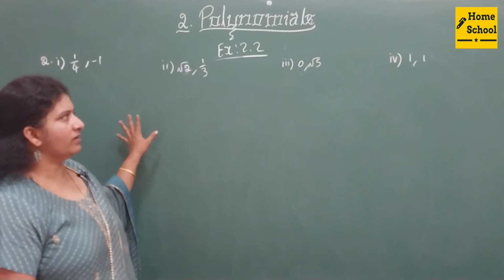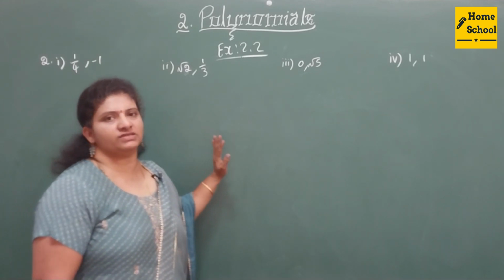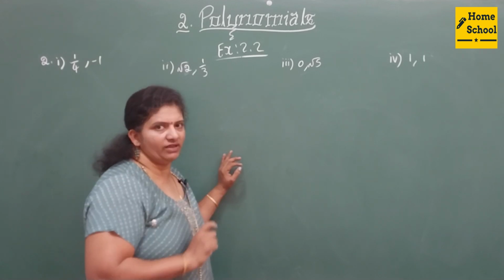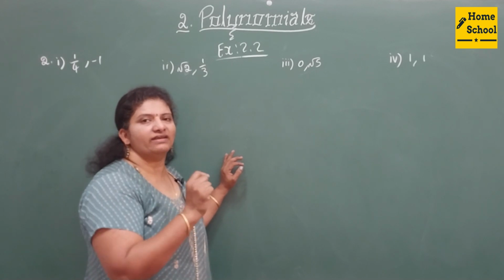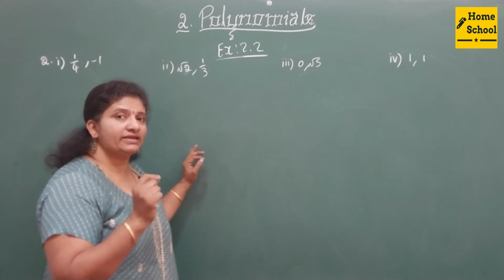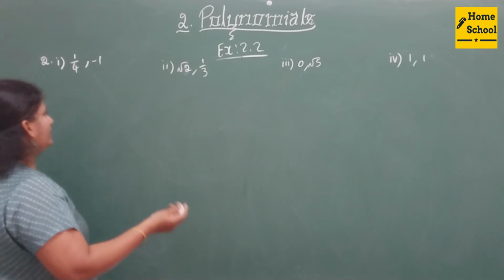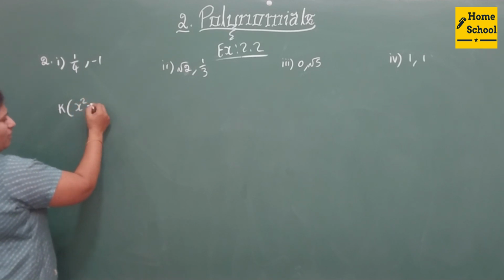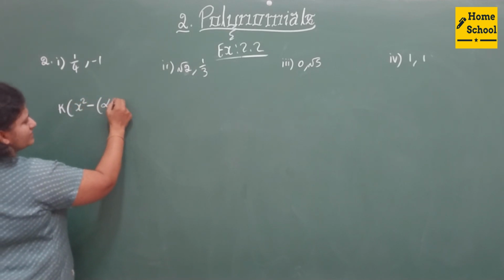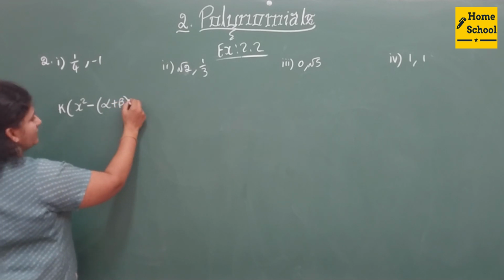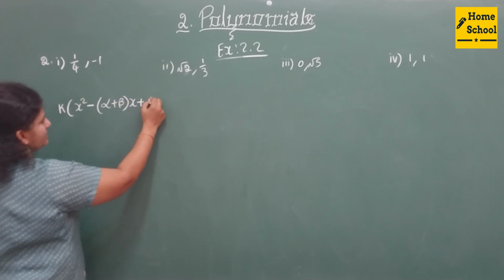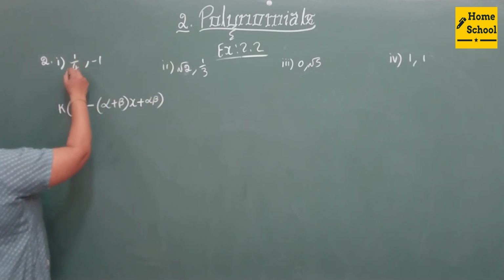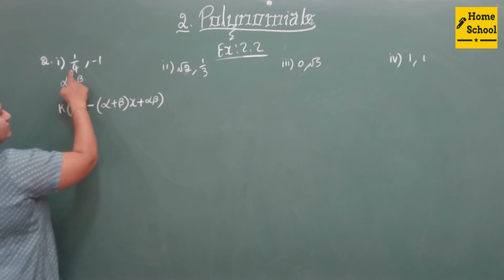So what is given here? Sum of the zeros and product of the zeros are given. That means alpha plus beta value is given. You need to find the quadratic polynomial. So there is a formula, do you remember? That is k into x square minus sum of zeros, that is alpha plus beta, into x plus product of zeros. Right? So they have given sum of the zeros, first question.